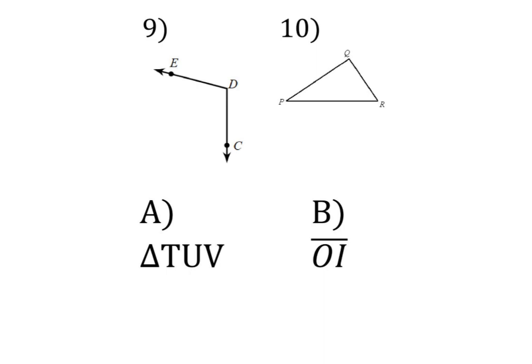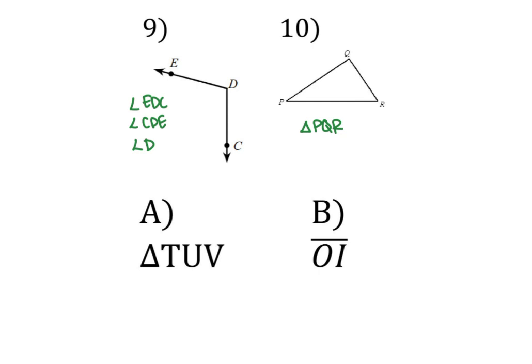Number 9 is an angle. We can call it EDC or angle CDE, or we can call it by the vertex, which is angle D. Number 10 is a triangle, so PQR, any order of the letters is fine.